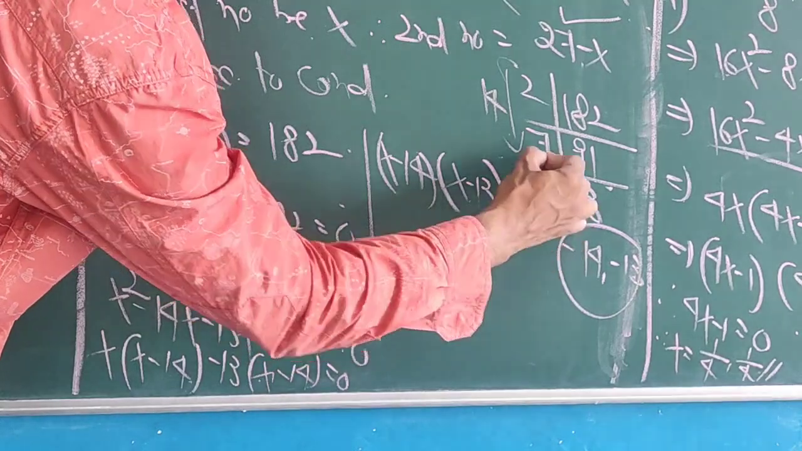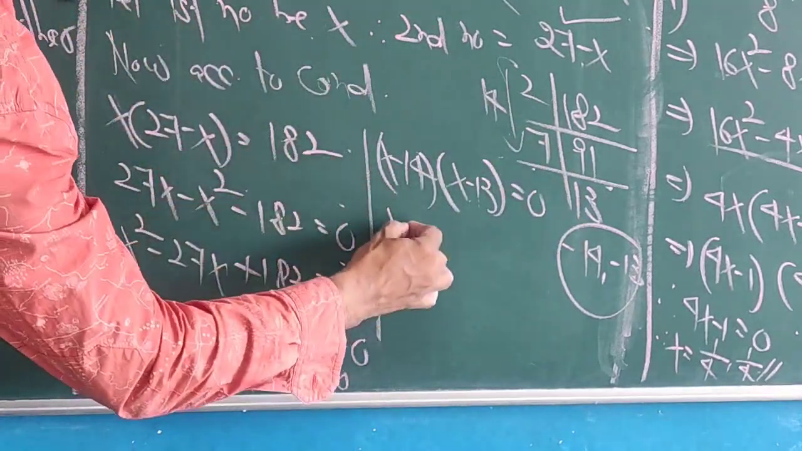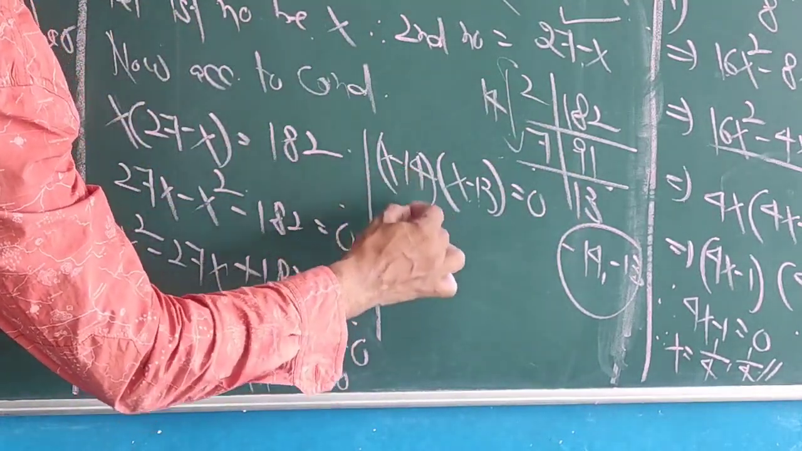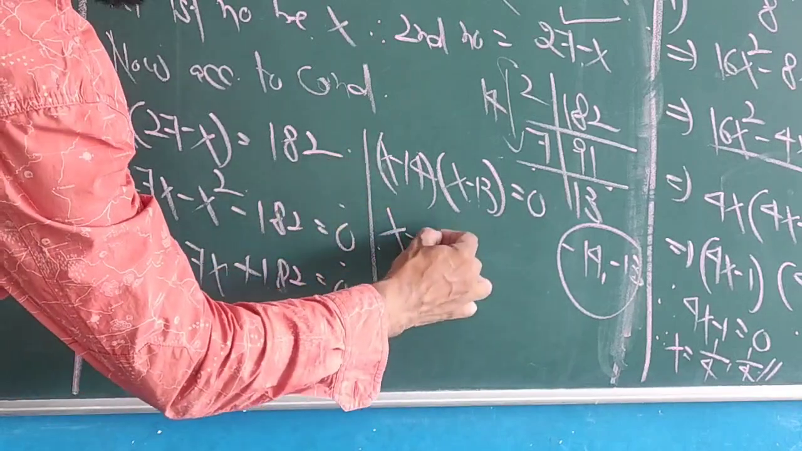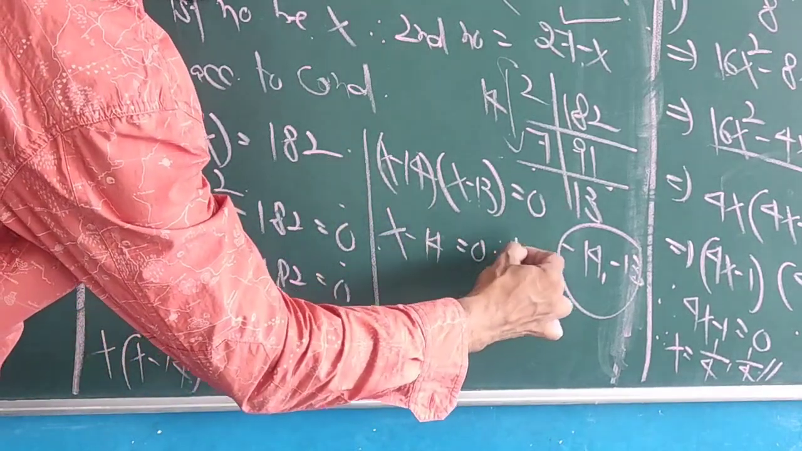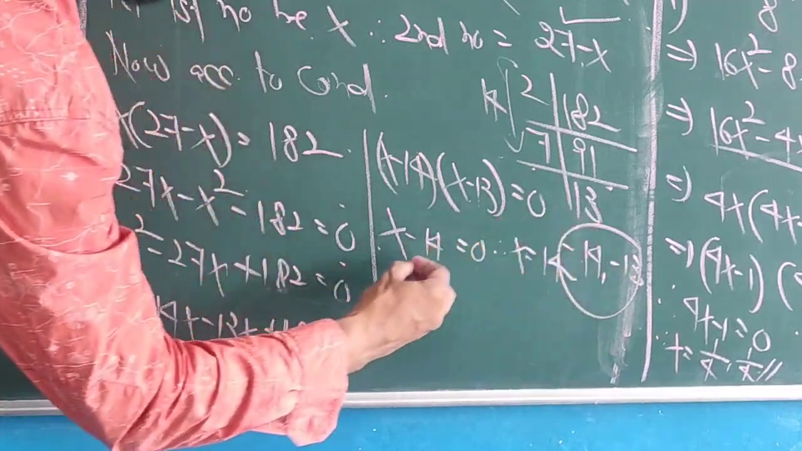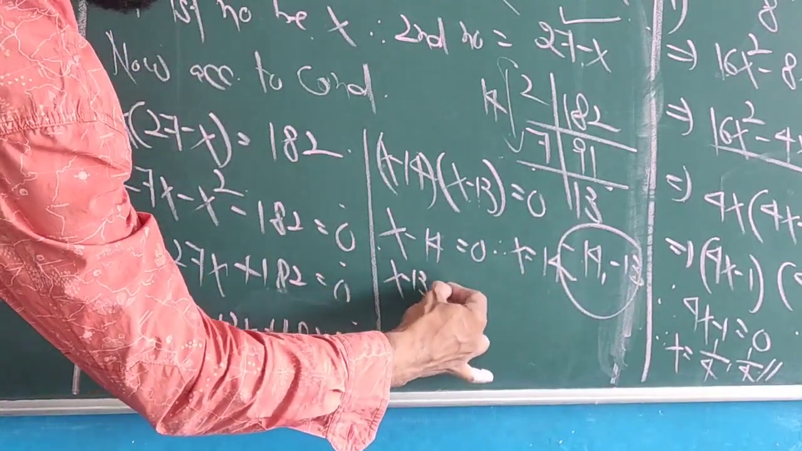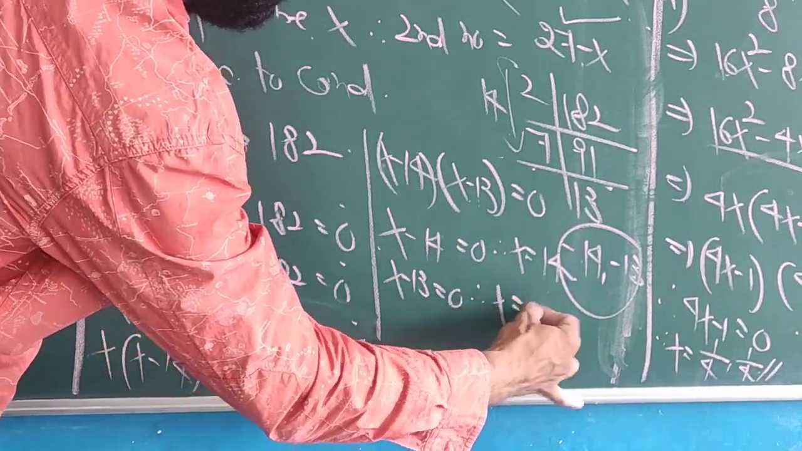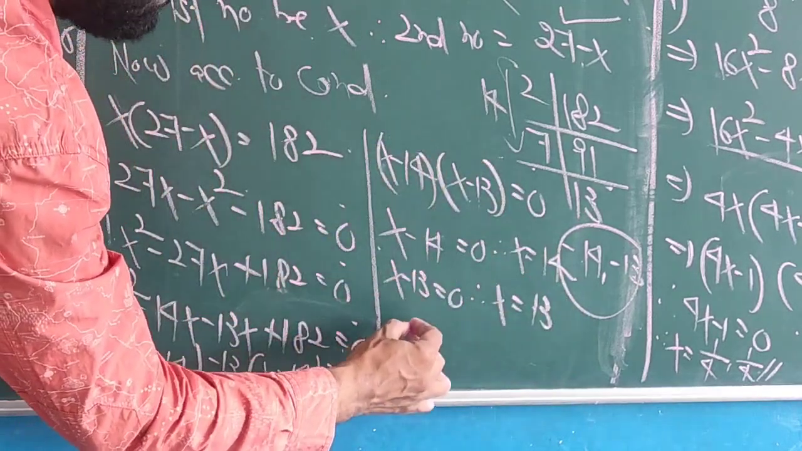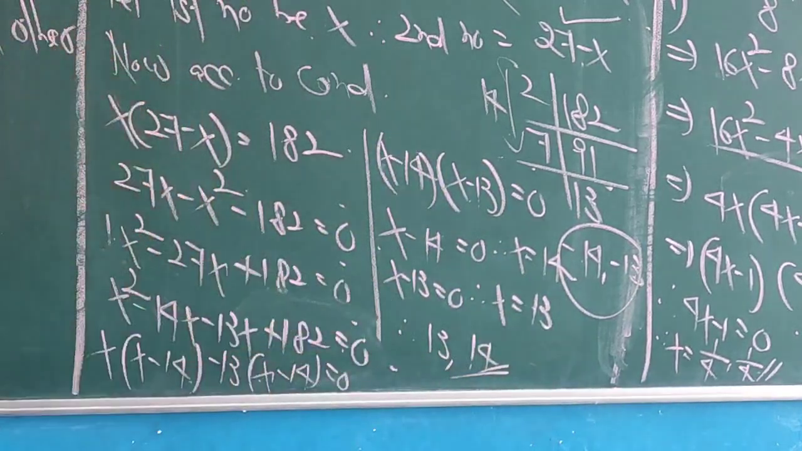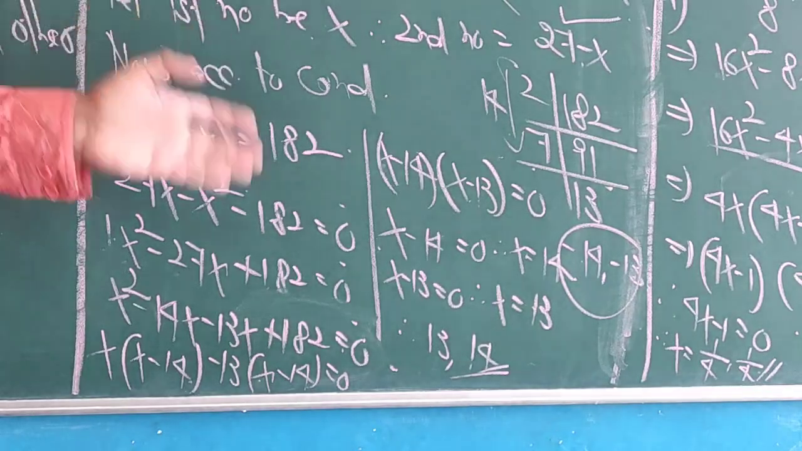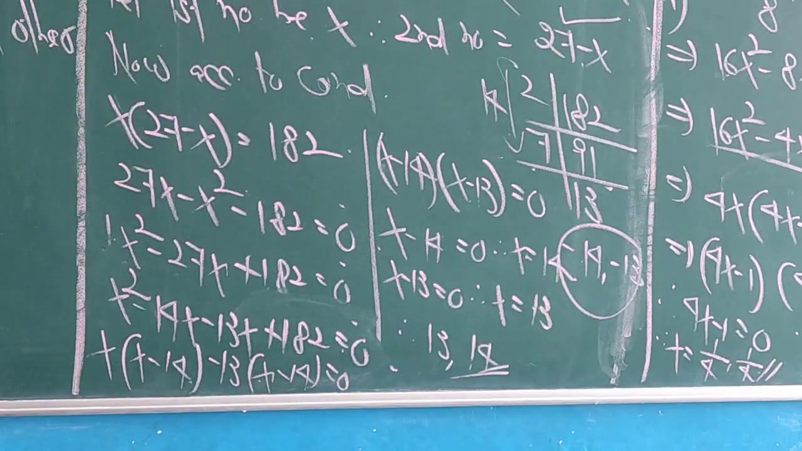is equal to 0. Now by putting these two factors equal to 0 one by one, we get x minus 14 equal to 0. Therefore x equal to 14. And secondly, putting x minus 13 equal to 0, we get x equal to 13. So the required numbers are 13 and 14, whose sum is 27 and product is 182.